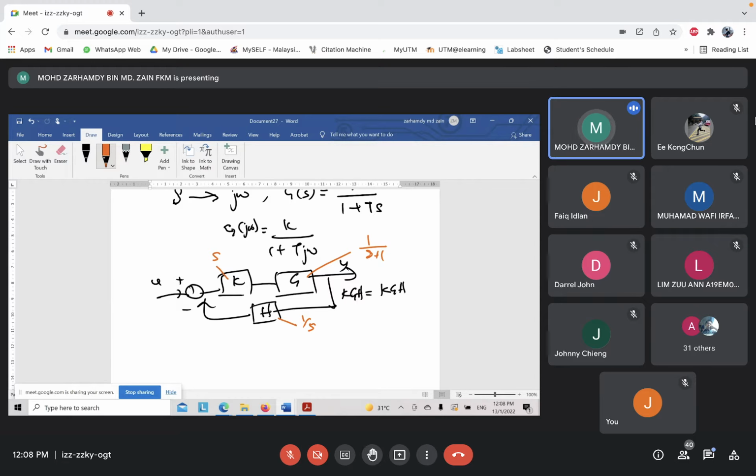Every model has its own principle or characteristic. So before we go through the Nyquist procedure, we need to know each element's characteristic.